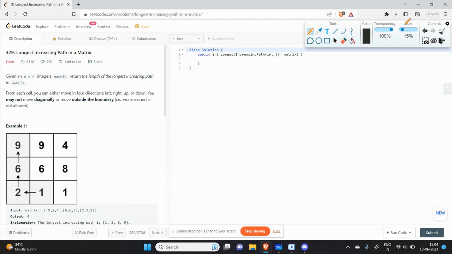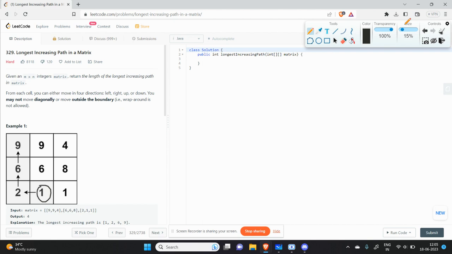So let's now come to the final one. Let's say we chose this one as the starting point. From one, can we go downward? We can't. Can we go right? We can't, because in the right cell the value is one, which is equal to the current cell value, and we are interested in finding the increasing path.